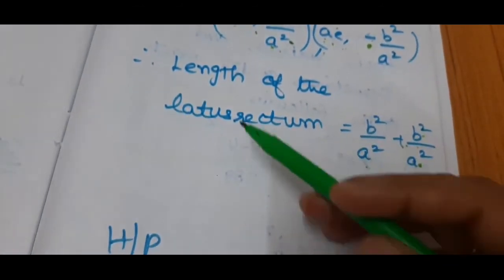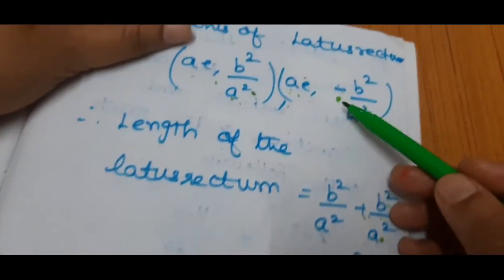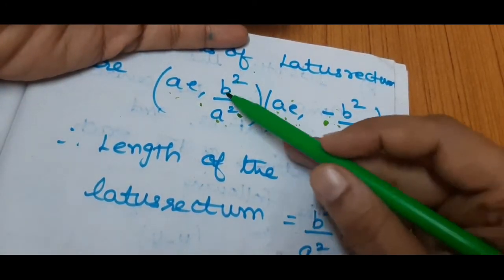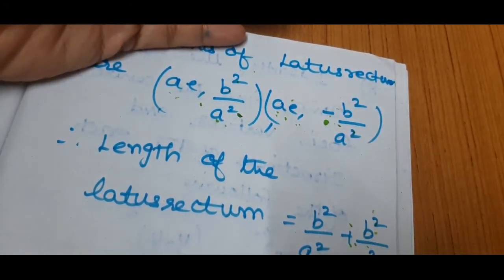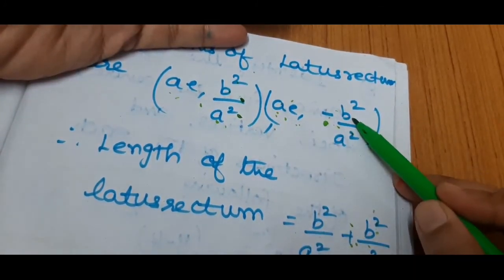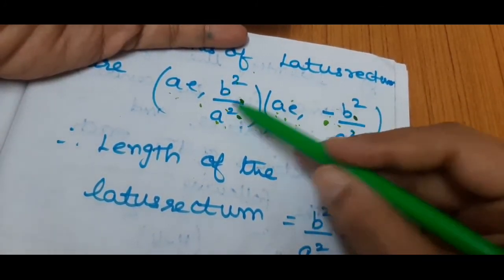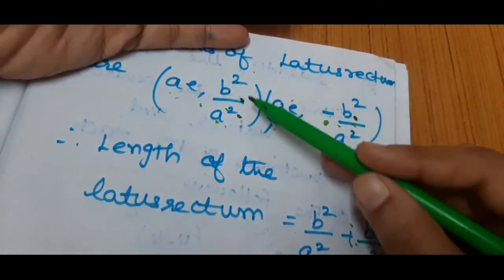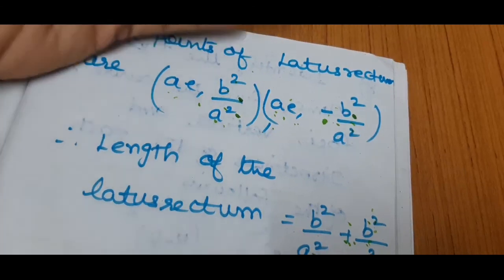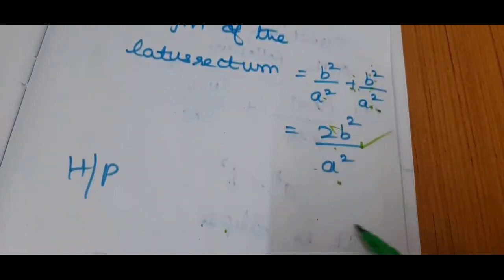If you want to find out the length, you should not consider the negative sign. So b square by a plus b square by a. This will be length and this will also be length. So total length means we have to add both. Therefore, b square by a plus b square by a, that is 2b square by a. So, hence proved.